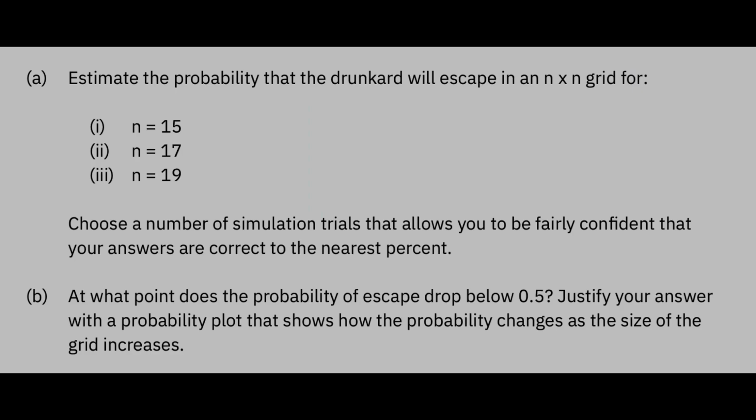The goal of this lab is to implement a code that simulates the drunkard's walk, estimate the probability that the drunkard will escape in a grid of given dimensions, and eventually plot a graph that shows how the probability changes as the size of the grid increases, and eventually answer the question, at what point does the probability of escape drop below 0.5? My design of the code is divided into 4 functions.